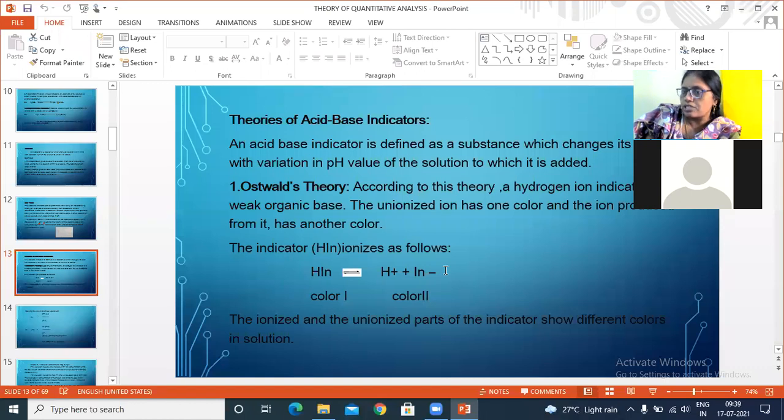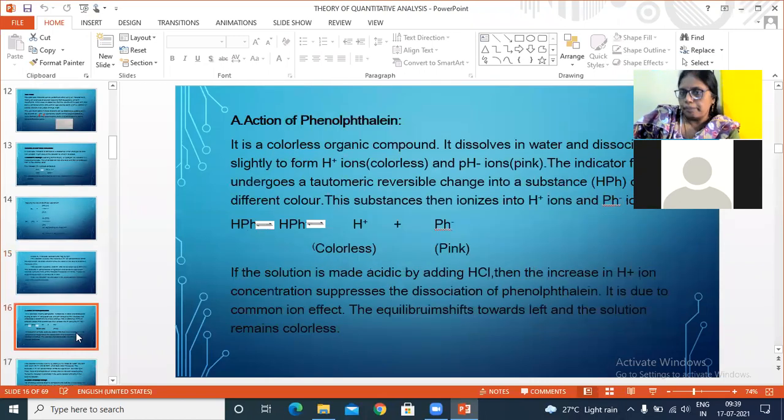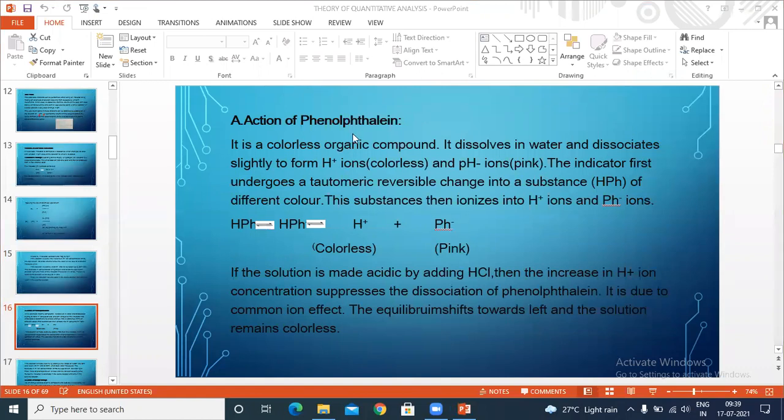So based on this Ostwald theory, how can we explain phenolphthalein and methyl orange? That is the main important thing. See what will happen for phenolphthalein or methyl orange. What is the nature of phenolphthalein? When it is used as an indicator, both in acidic medium and basic medium, based on Ostwald's theory, we have to see that it is a colorless organic compound.